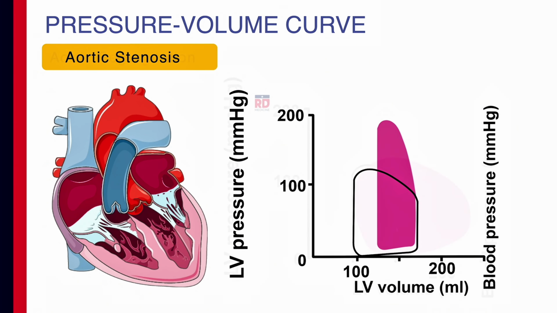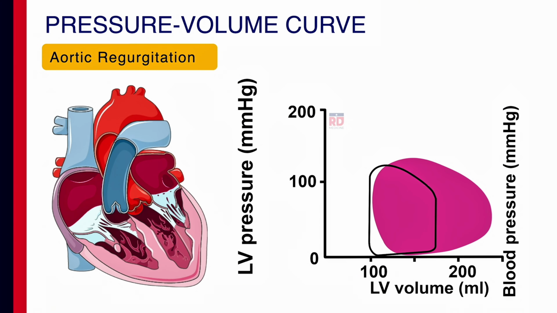Let's continue. This is the pressure volume loop in aortic regurgitation, and this one has a very different pattern. So what's going on here? In aortic regurgitation, the aortic valve doesn't close properly, which means that during diastole, instead of staying in the aorta, some blood leaks back into the left ventricle. Now think about that. During diastole, the ventricle is already filling from the left atrium, right? And now it's also receiving extra blood coming backward from the aorta. So what does that do to the pressure volume loop?